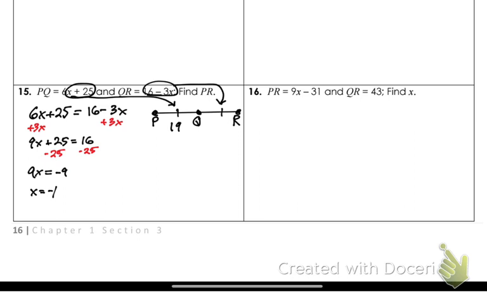Wait, so we don't even have to work out the other one because we already know 19. As long as we did it correct.